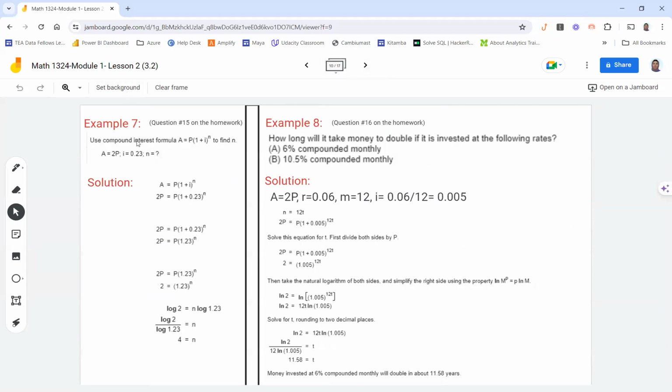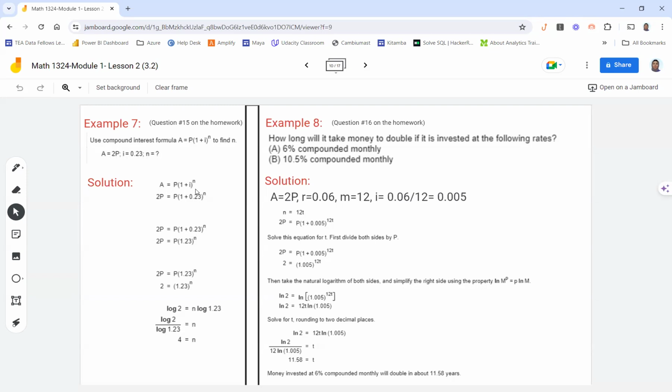So example 7. As you see, many of these questions are very similar to each other. And this is question 15 on the homework. This time, we want to double our original amount. So we want to get our future value as 2 times what we put. So A is 2P, i is 0.23, and we're going to find the n value.